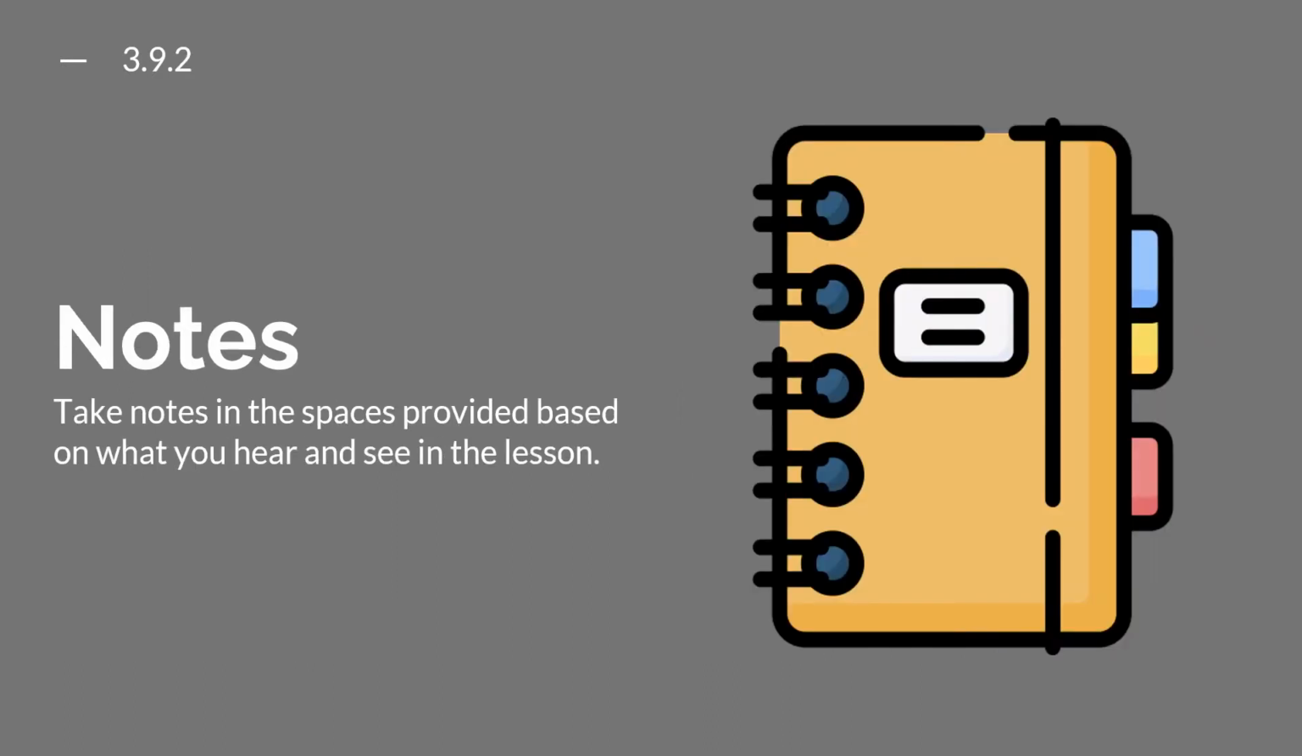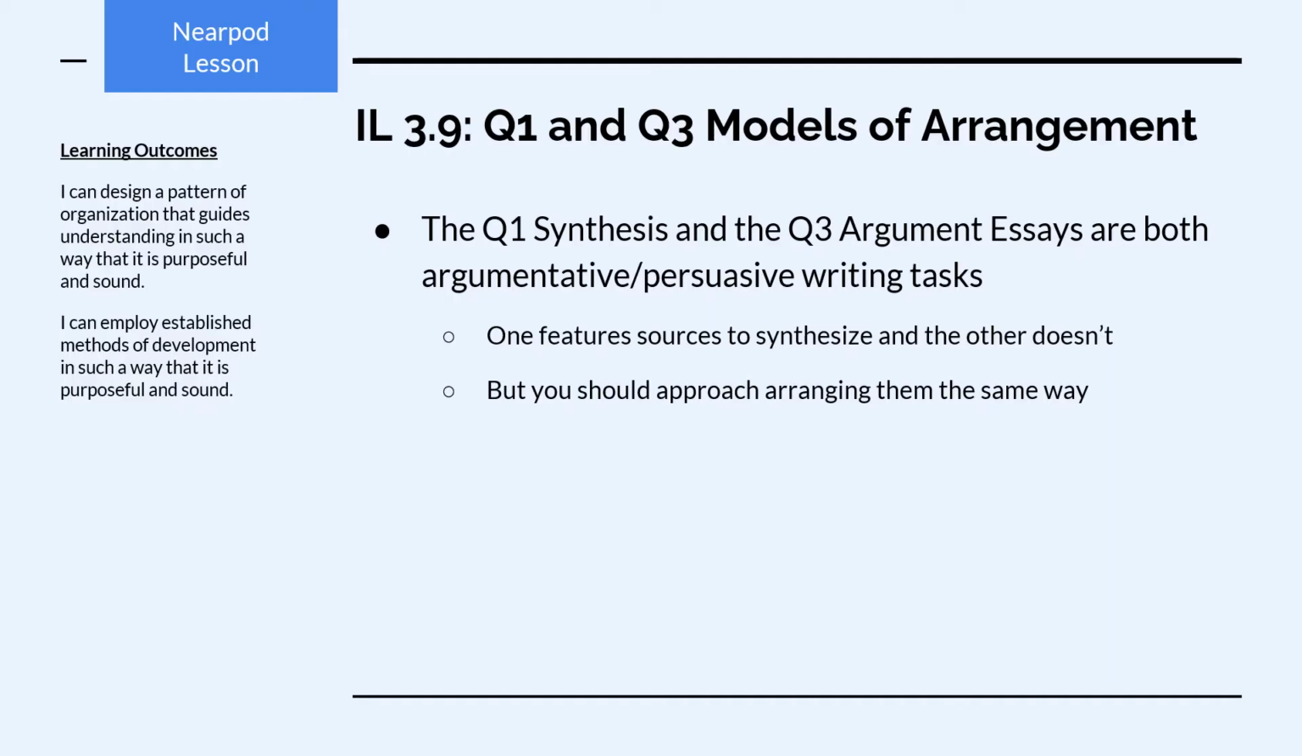Let's take some notes. The Q1 synthesis and the Q3 argument essays are both argumentative or persuasive writing tasks. One features sources to synthesize and the other doesn't, but you should really just approach arranging them, organizing them, in the same way.